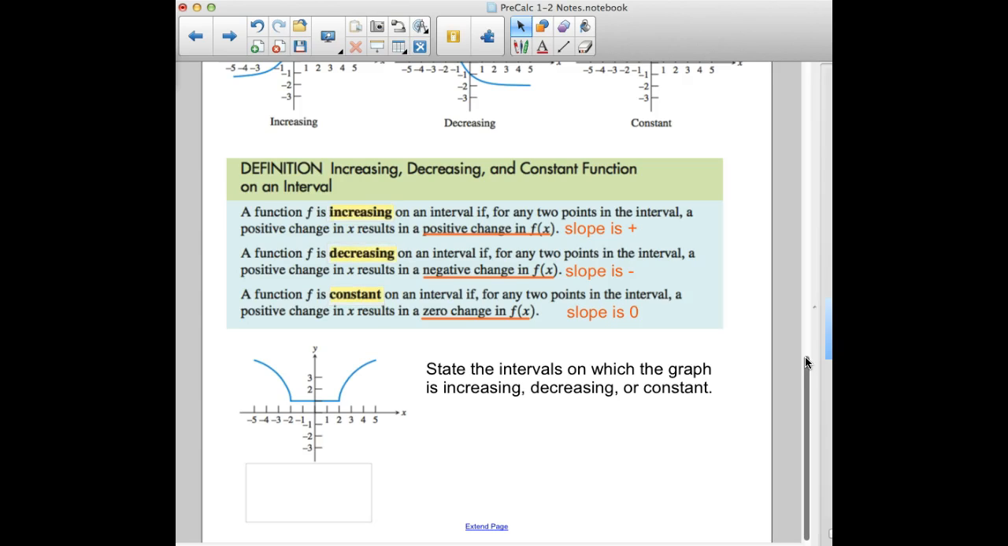A function is increasing for any interval if, as you move left to right for your x's, your y values have a positive change, right? Think of a positive slope. It may not be linear, but it would still be going up like a positive sloping line. It is decreasing over that interval if for every positive change in x, in other words, moving left to right, my y values decrease. Okay? Slope is negative. And it's constant if my y values don't change. Slope would be 0.